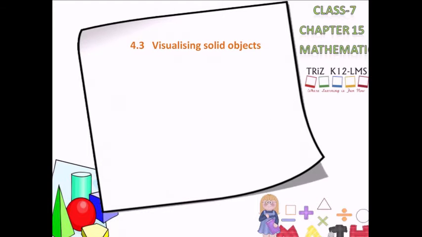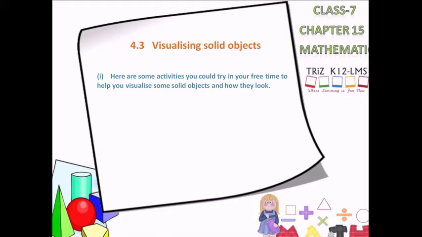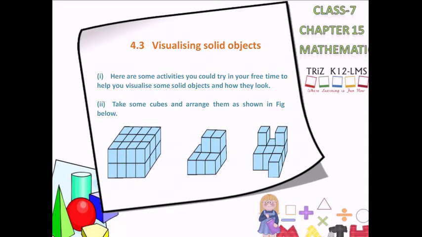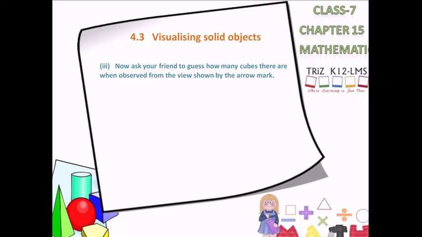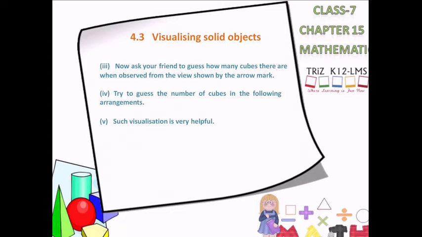Visualizing solid objects. Here are some activities you could try in your free time to help you visualize some solid objects and how they look. Take some cubes and arrange them as shown in the figure below. Now ask your friend to guess how many cubes there are when observed from the view shown by the arrow mark. Try to guess the number of cubes in the following arrangements. Such visualization is very helpful.